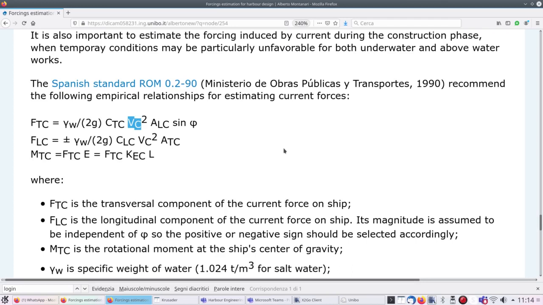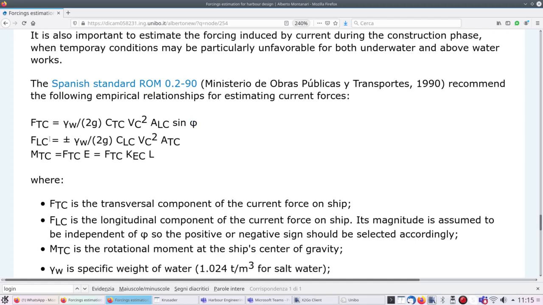So for waves, the forcing was determined based on the square of wave height, because the square of wave height, as I said, is representative of the energy of the wave. Here we take the square of the velocity, because again, the square of the velocity of the current gives the kinetic energy of the current. So we have to discuss the coefficient CTC and what sin phi is. Again, it's the angle phi between the main current direction and the ship center line, as was given before, and it is depicted in figure 6.